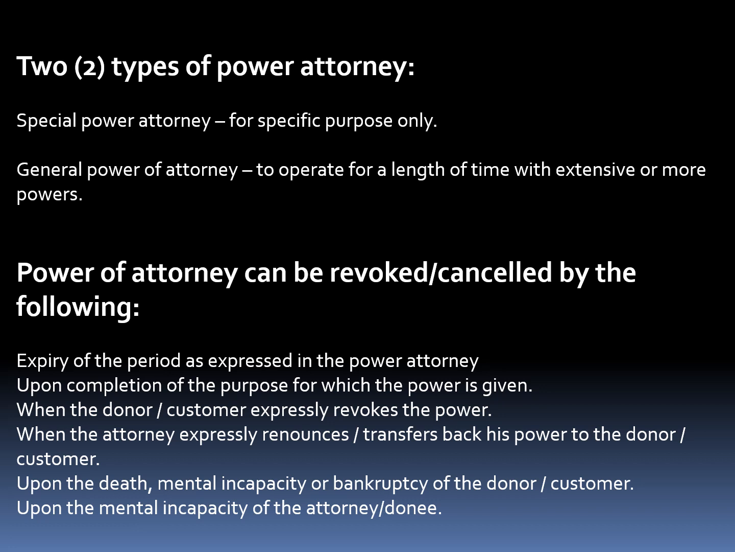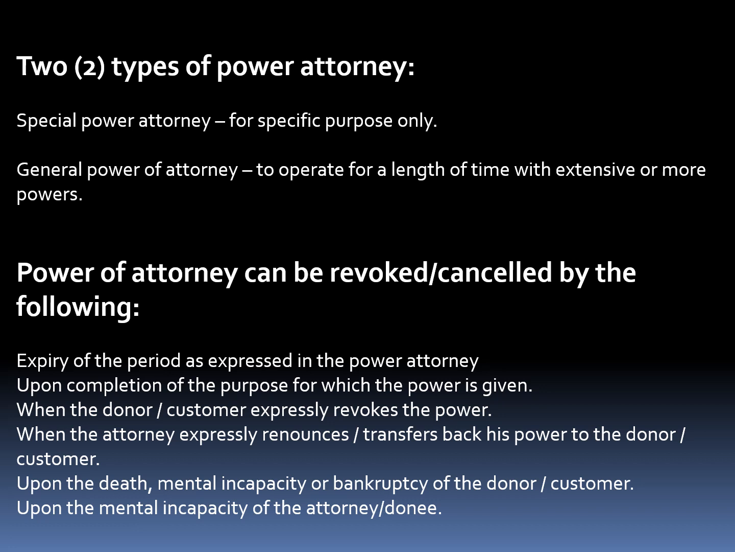Okay, next, the last one is kita nak tahu power of attorney can be revoked or cancelled by the following. Okay, power of attorney ni boleh dibatalkan dengan melalui beberapa situasi. Yang pertama ialah when the expiry of the period as expressed in the power of attorney. Bila dalam kontrak tu dah tamat tempoh. Okay, normally kalau ada dalam power of attorney tu state, maksudnya power of attorney ni efektif daripada tahun bila ke tahun bila. Okay, katalah dah sampai masa tamat, maksudnya okay, dia akan terbatal dengan sendirinya lah.